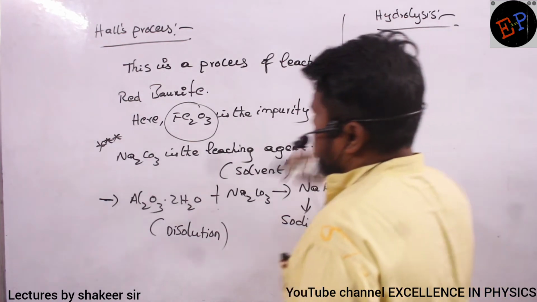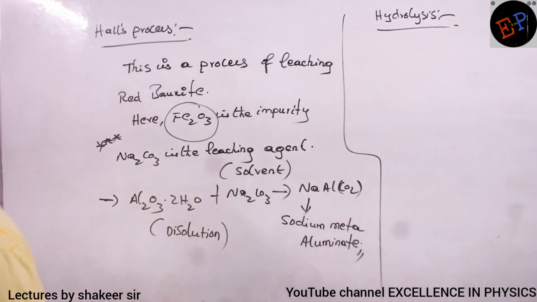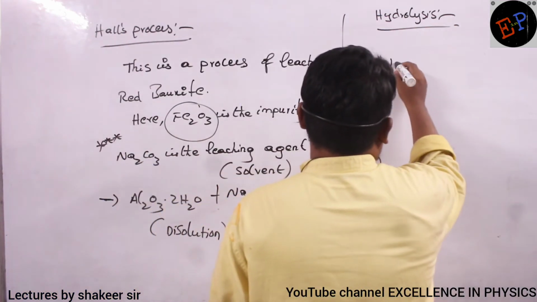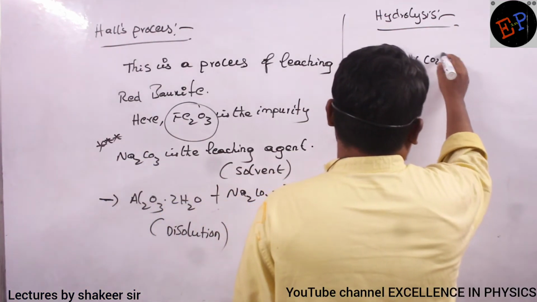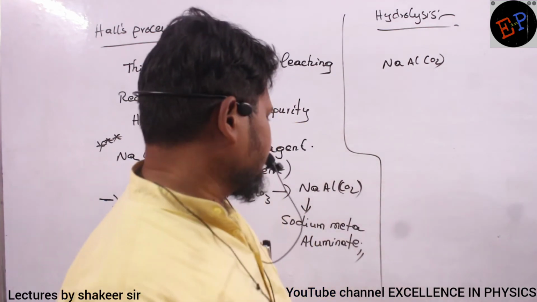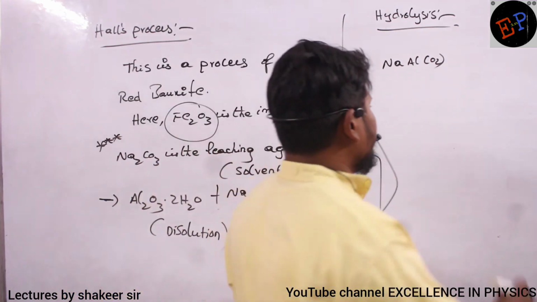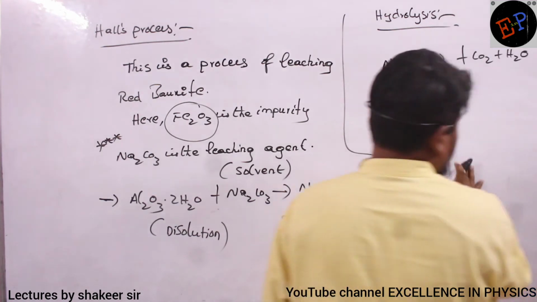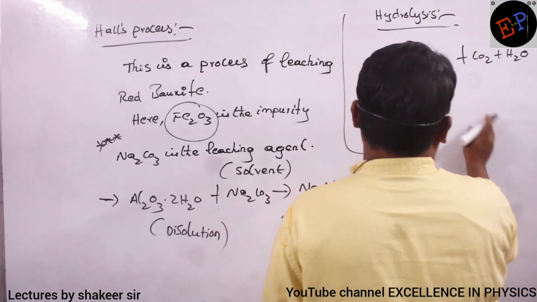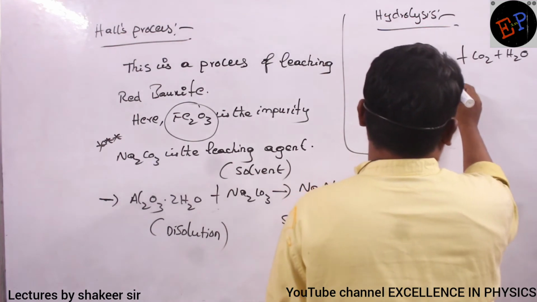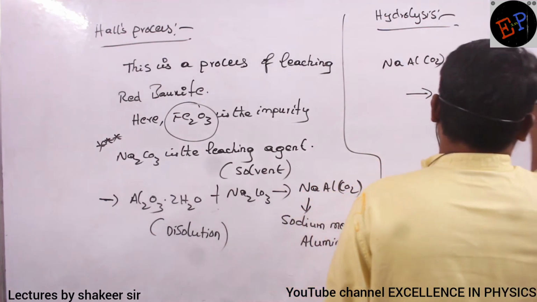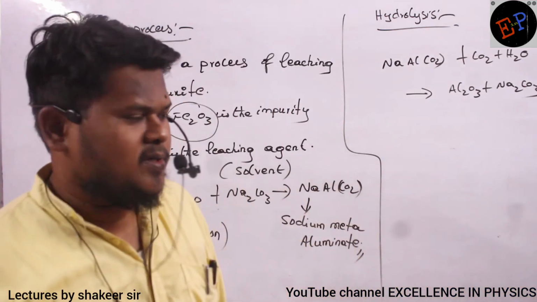So in Hall's process, what is the name of the second process? The second process is hydrolysis. Here we take this NaAlO2, sodium meta-aluminate, and make it react with carbon dioxide and water. Then what compounds do I get? I will get again Al2O3 plus Na2CO3. These are the compounds we will get. Are you able to understand?